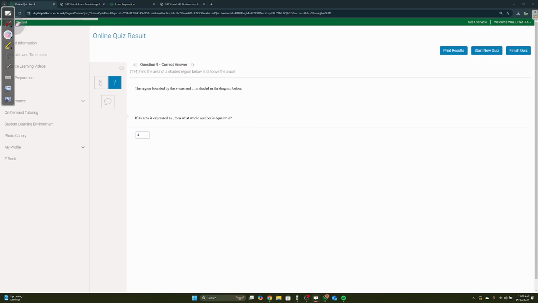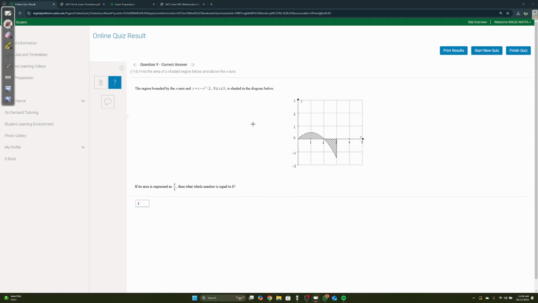Question 9. Okay, the region bounded below, what is the area? Okay, very easy. Obviously, with area, if it's positive or negative, you split it up. So we're going to do from 0 to 2 first. So x minus x squared over 2. How do you find the area? You do integral dx, and our boundaries, we're going from 0 till 2 first, okay? So 0 till 2. Well, let's integrate this first.